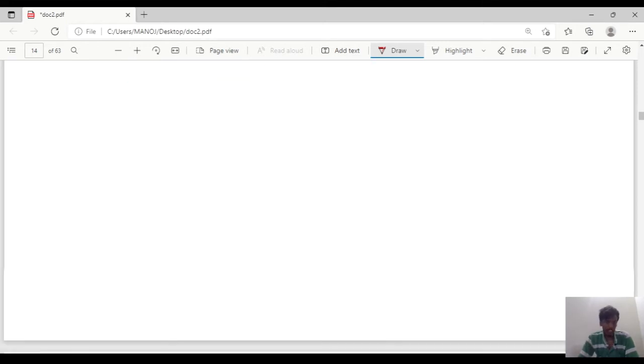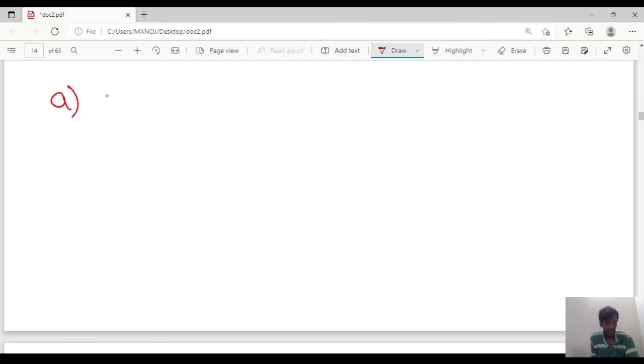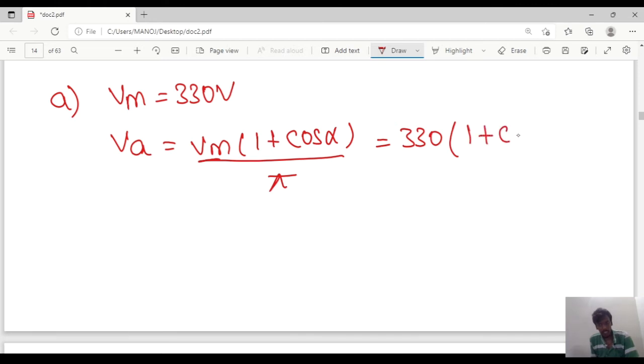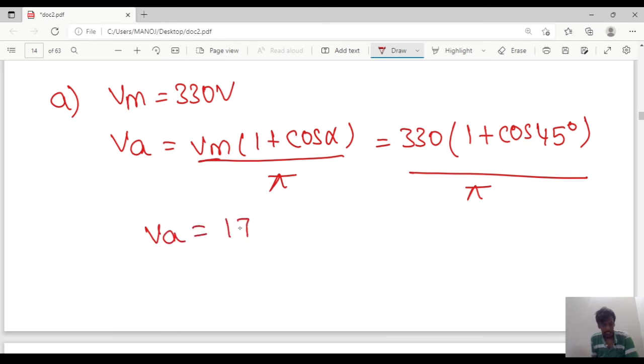First we will calculate the armature voltage. The V maximum value is 330 volts. As you know, VA equal to Vm into (1 plus cos alpha) by pi. So V maximum value is 330 into 1 plus cos alpha, alpha value is given as 45 degrees, so cos 45 by pi. The armature voltage value will be 179.31 volts. This is the armature voltage.